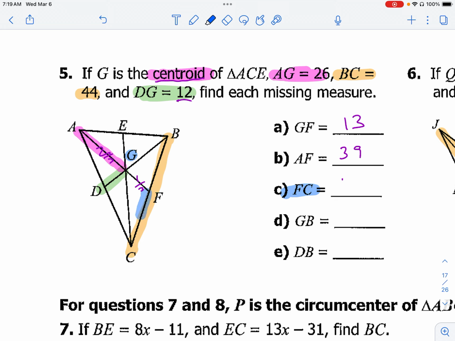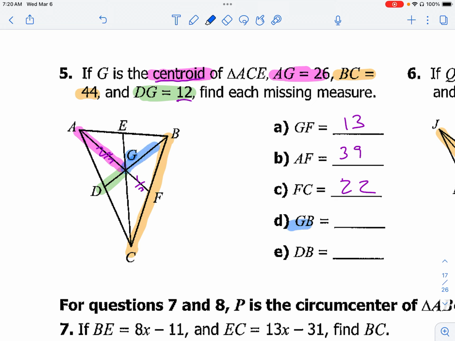FC right here is 1/2 of the side BC. BC is 44, the median cuts it in half, so FC has to be 22.